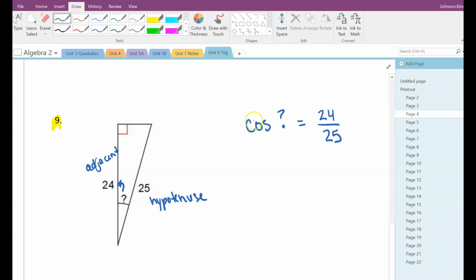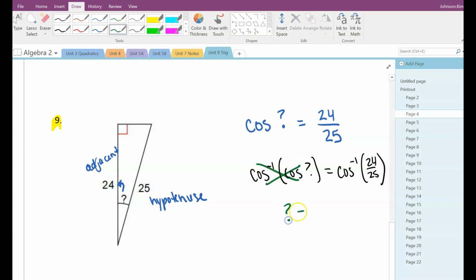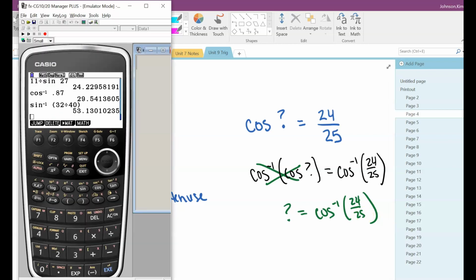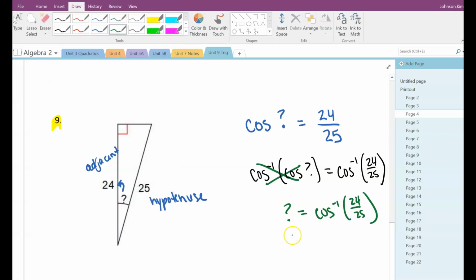Again, I want to undo cosine, so I'm going to use that inverse to get rid of the word cosine. So I'll do inverse cosine of both sides. And so here we go, the cosine's gone now, and so the question mark is going to be equal to the inverse cosine of 24 over 25. Type that in my calculator. I'm going to hit shift cosine, wrap this in parentheses, 24 divided by 25, and press execute. So my angle is 16.3 degrees.